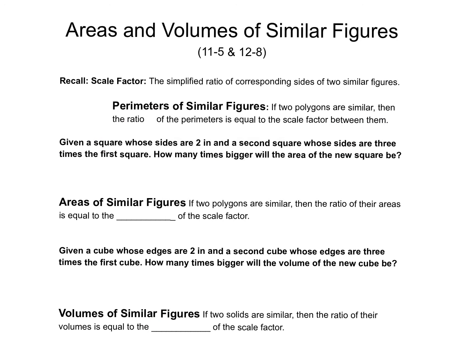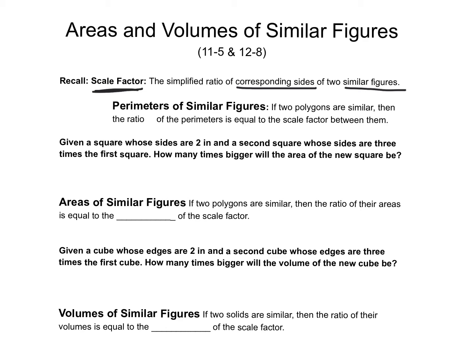So first I want you to recall the scale factor is the simplified ratio of corresponding sides of two similar figures. Also remember, when it comes to the perimeters of similar figures, the ratio of the perimeters is equal to the scale factor between them. So now let's look at the situation.